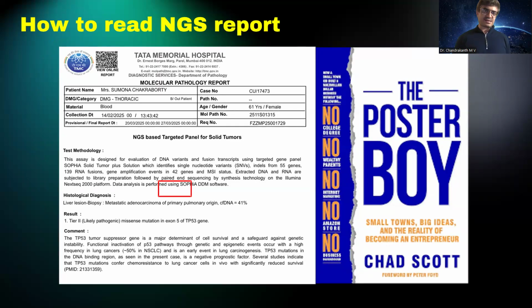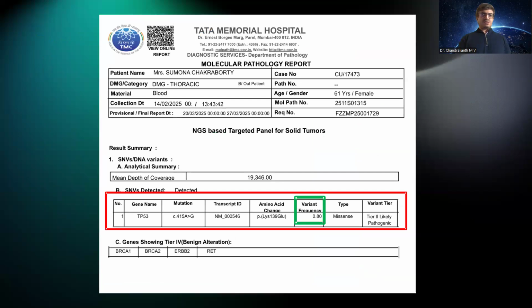So again, let's try and read the NGS report. Here the material is blood. DNA variants and fusion transcripts are read, and then I will look into this as a liver biopsy. The cfDNA is 41%. It's Tier 2 again. This is likely present, that is P53 again. Now the mutation, this is a liver biopsy in a lung cancer. So I will look into the VAF. It's only 0.8%. Is it a false negative? That is the question.